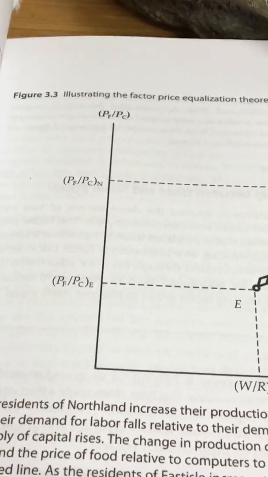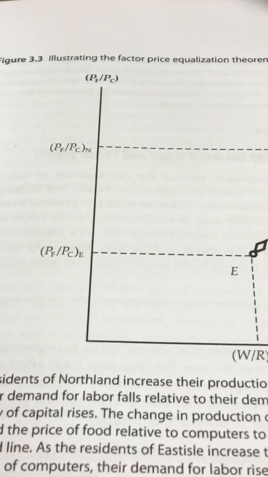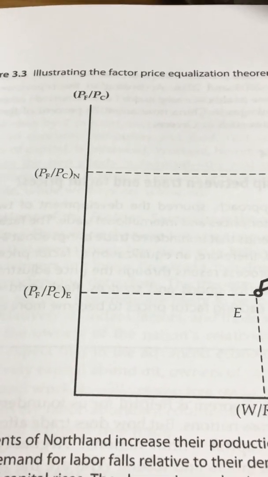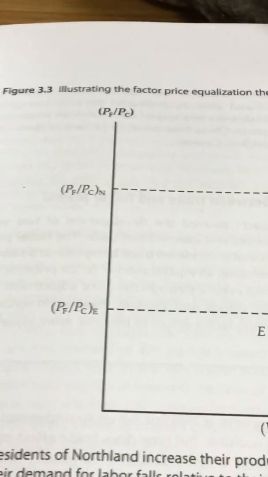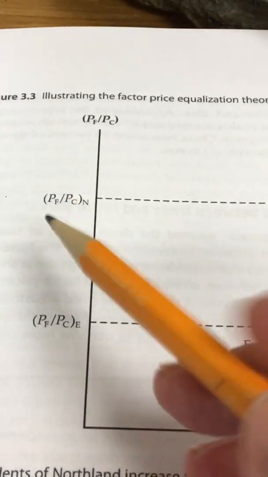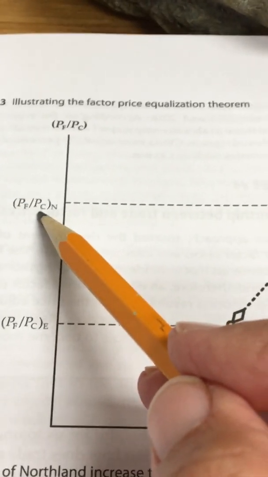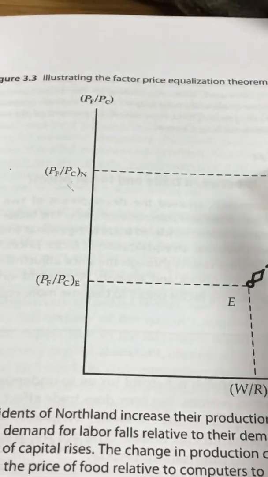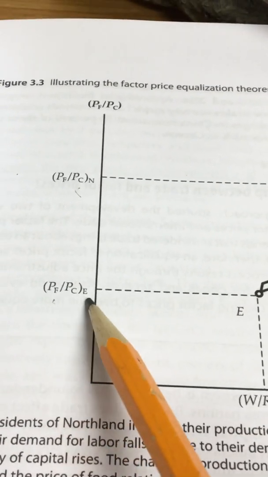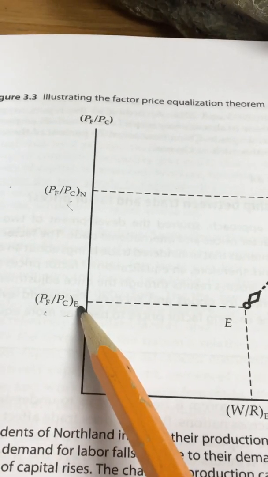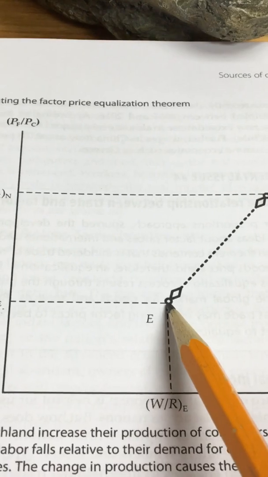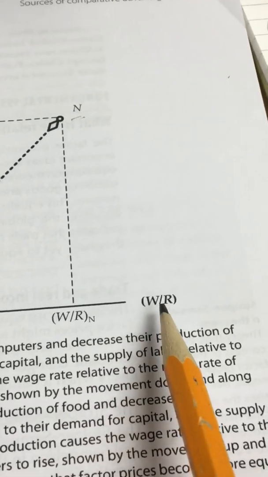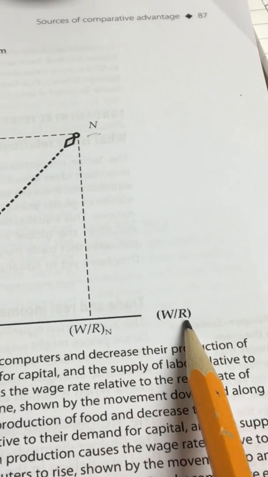Alright, so here we have figure 3.3, and if we look at this figure carefully, what we are measuring on the vertical axis is the ratio of the price of food to the price of computers, and you'll notice there are two different points specified here. This is the current price ratio for N, which as you might suspect stands for Northland, and then further down here is the current price ratio for Eastland. And over on the horizontal axis, we are looking at wage rates relative to rental rates.